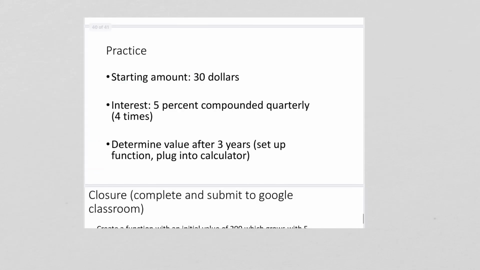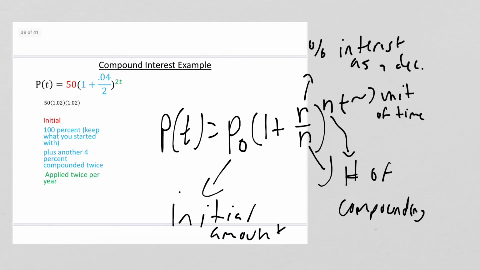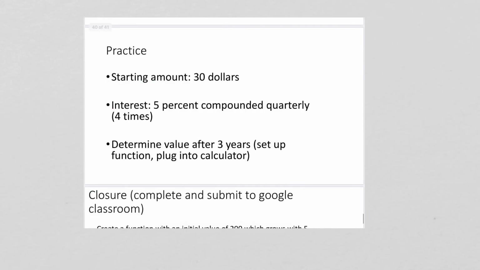Okay, and again, pause the video please to get this down. I'm moving fast, so you should pause when needed to get caught up on your actual notes, okay? So, our practice: we have a starting amount of $30. We're going to gain 5% interest compounded quarterly, which just means we're going to do it 4 times. And I want to determine how much that money is going to be worth after 3 years.